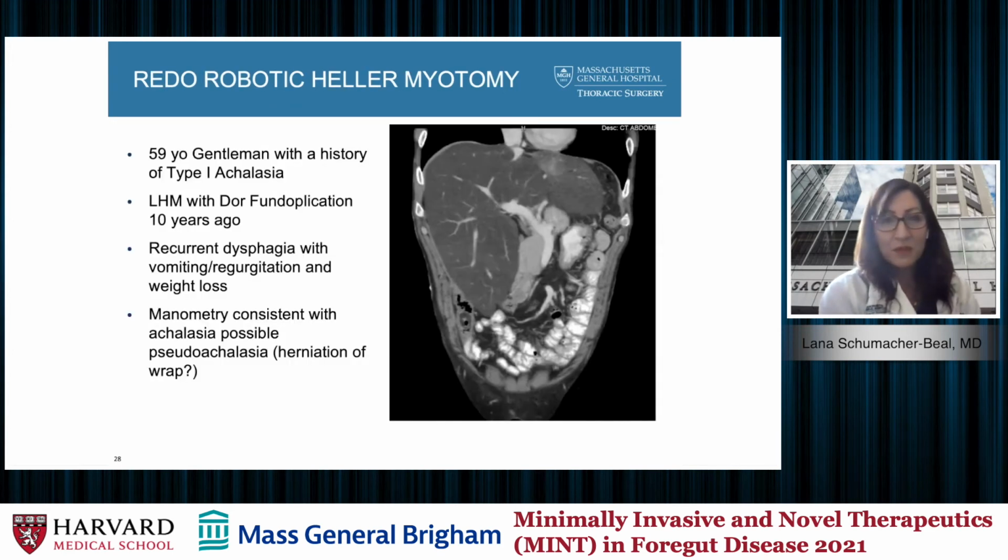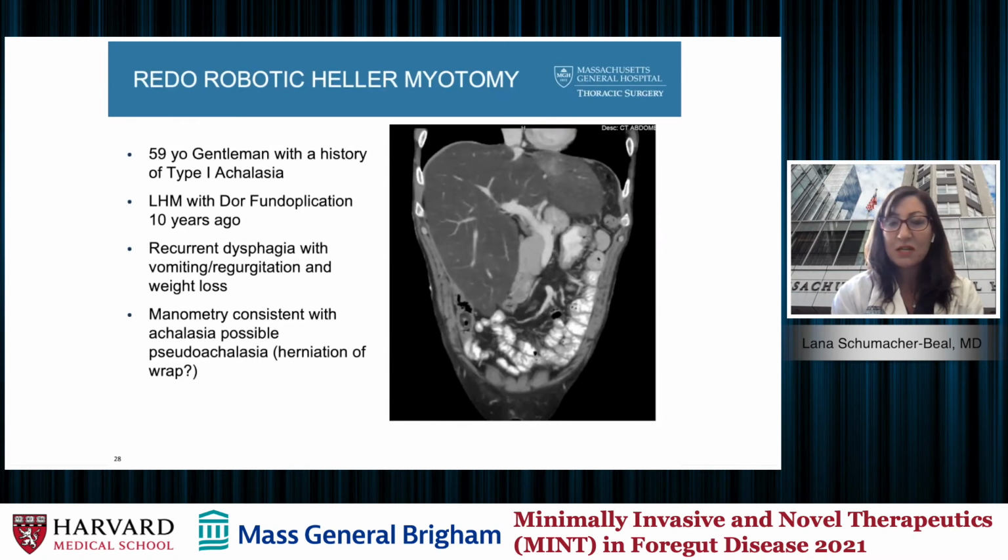Another advantage I feel with a robotic approach, because we have smaller wristed instruments and we can see so well, is in cases such as this gentleman with a hepatomegaly, where there was concern he wouldn't be able to get to the gastroesophageal junction and hiatus to do a redo Heller myotomy. This was a 51-year-old gentleman with a history of type 1 achalasia who had a laparoscopic Heller myotomy and Dor fundoplication about 10 years ago. He had recurrent dysphagia with vomiting and regurgitation and weight loss. And he had a manometry consistent with achalasia versus pseudo-achalasia.